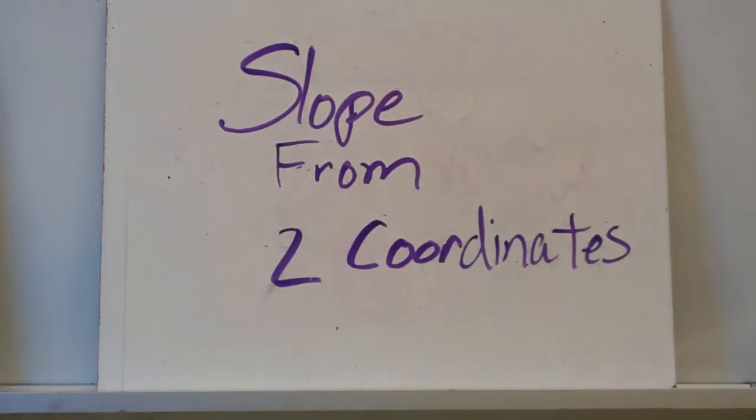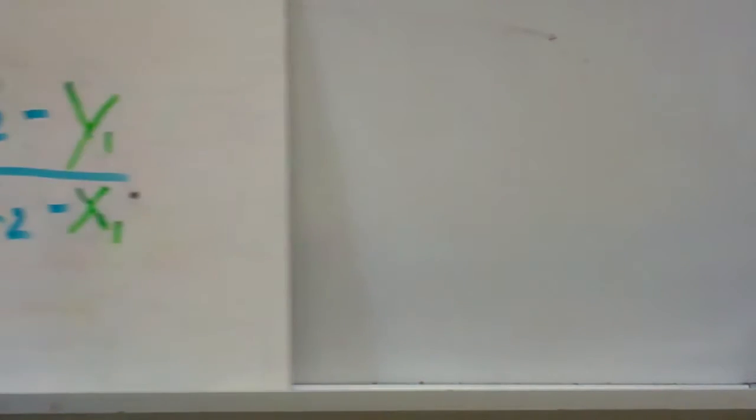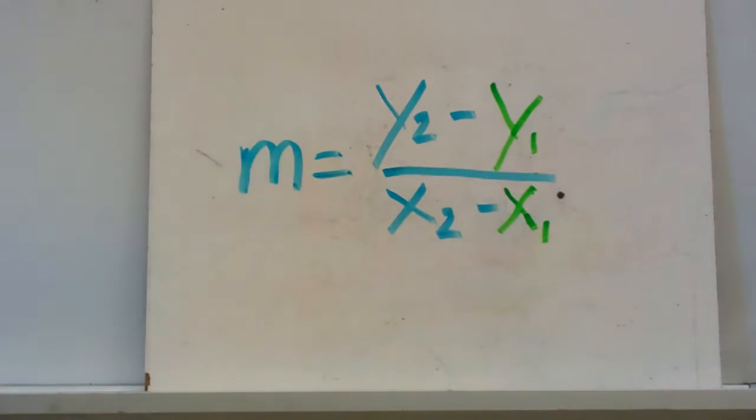Hey guys, today we're going to talk about slope from two coordinates. So we're going to be looking at a formula we're going to use, and the formula is m, or the slope, is equal to the change in y over the change in x.